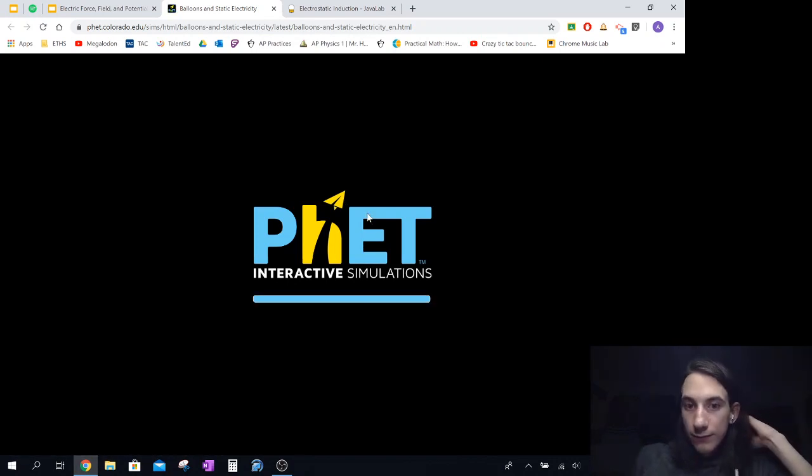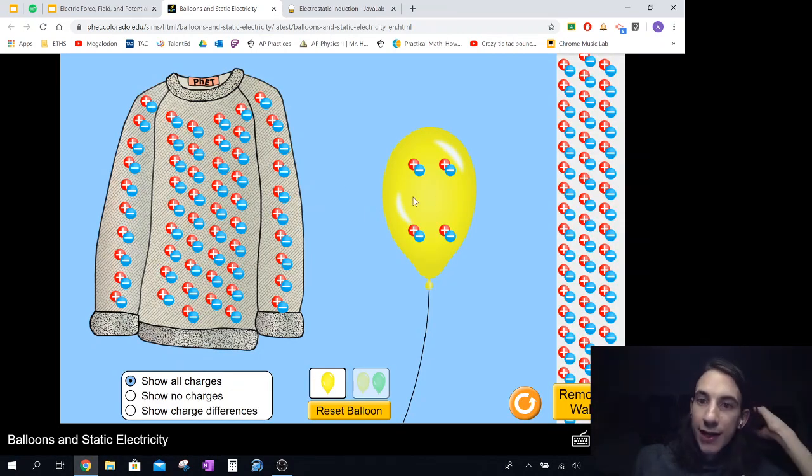But we have an example of this. This is something we're used to, and this is actually not charging by conduction. I don't know why I have this one in here. Let me pause this.